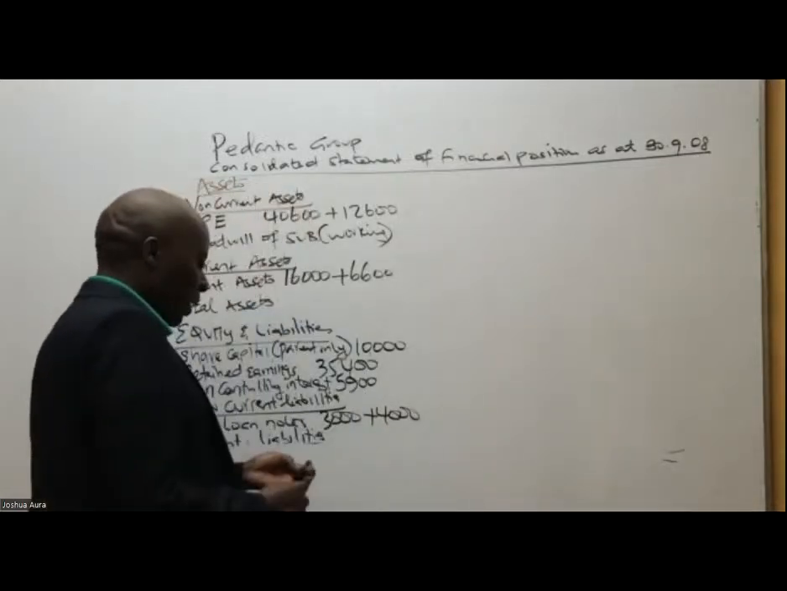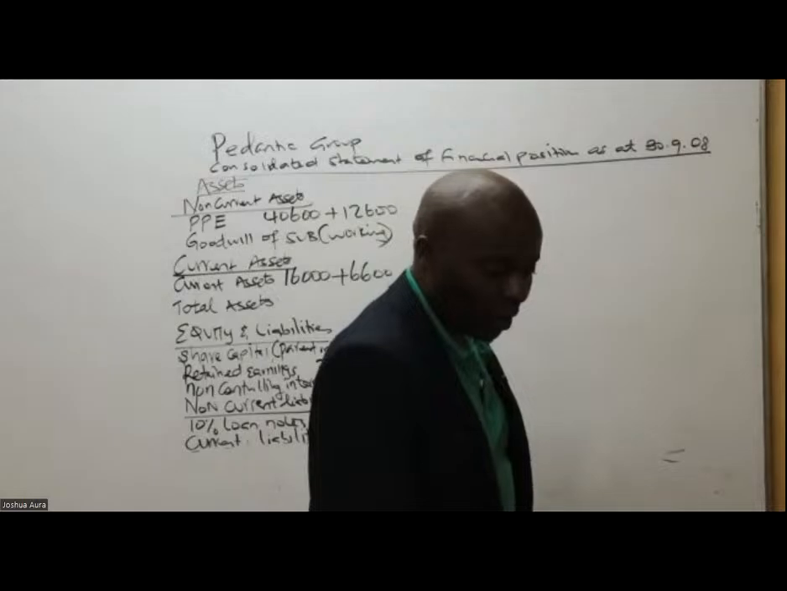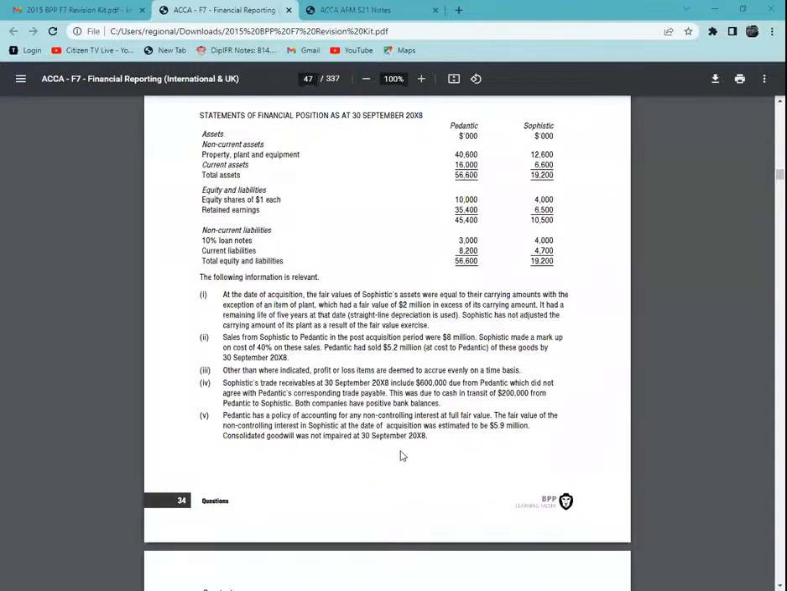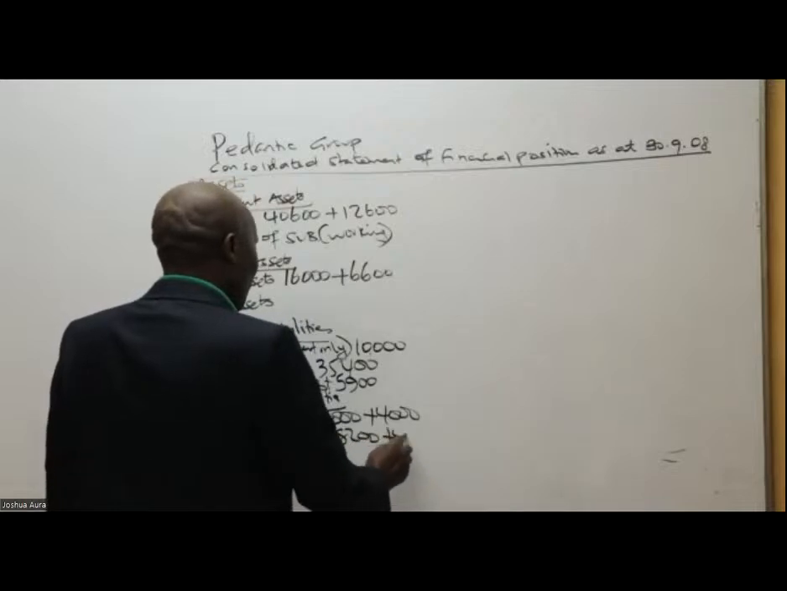And then we have the current liabilities. We are consolidating, putting together things like how we are together in this room as a family. We are already consolidated. And of course, we are happy to be here. So for the current liabilities, it's 8,200 plus 4,700.